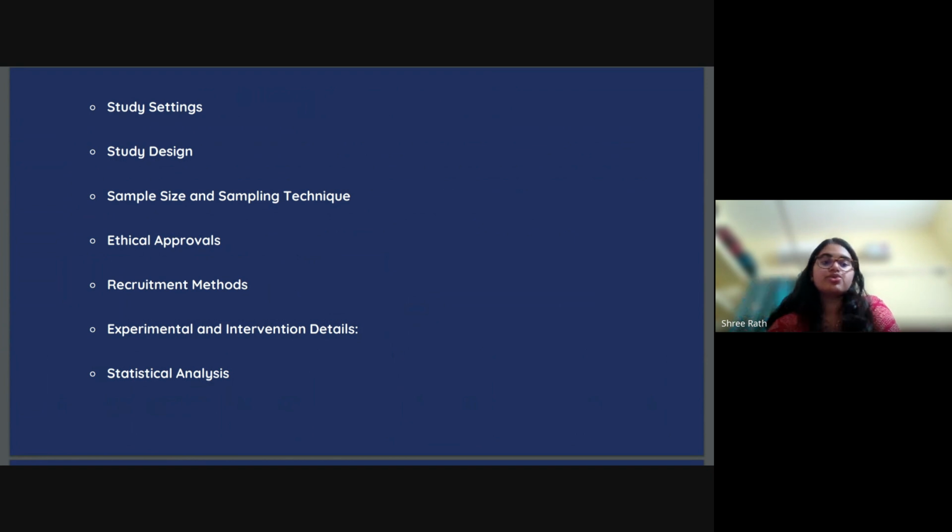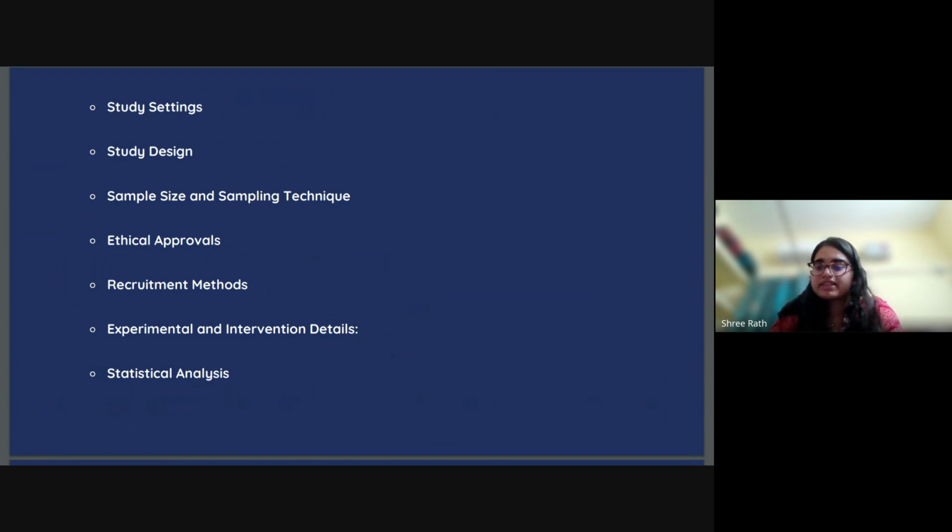Then you would go to sample size and sample size calculation. As I highlighted in the previous session, you'd use OpenEPI, for example, for sample size calculation. And if you are able to exceed that sample size through your recruitment, that's well and good. The sampling technique that you used. Then your ethical approval, from whom you got the IEC approval, from your institute, from the state, from the country, suppose if you're doing a nationwide study.